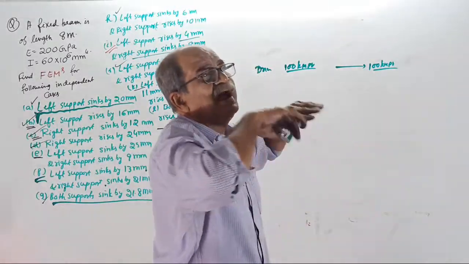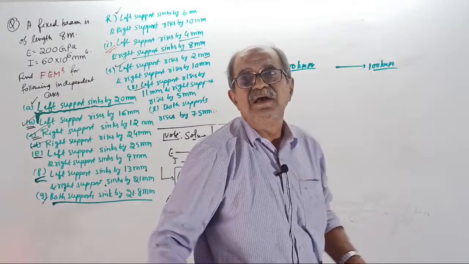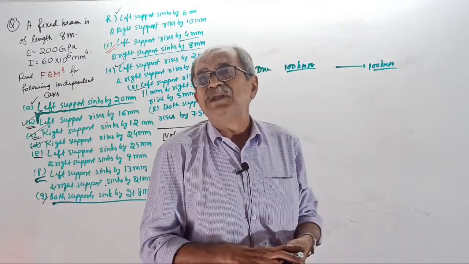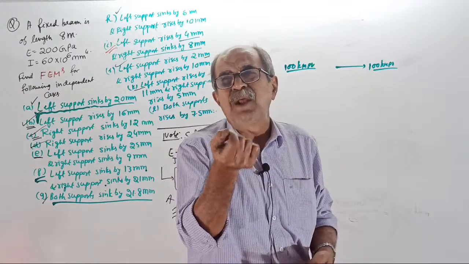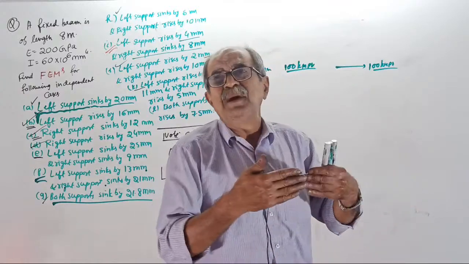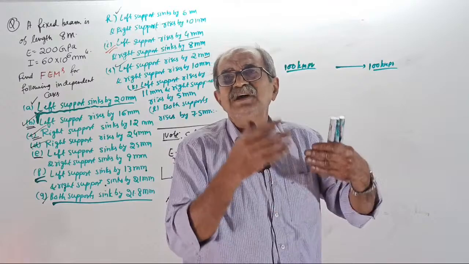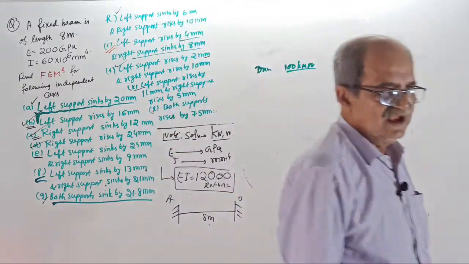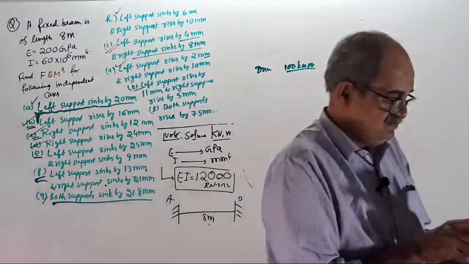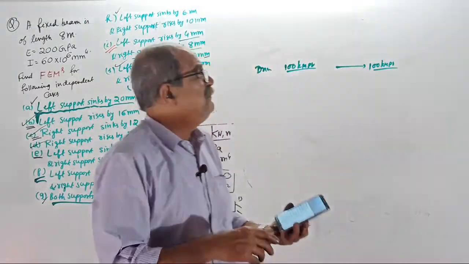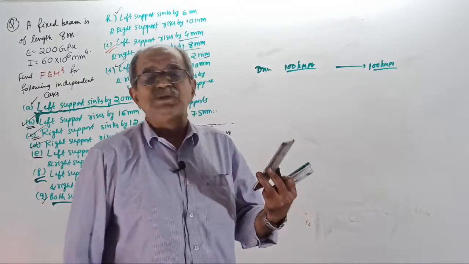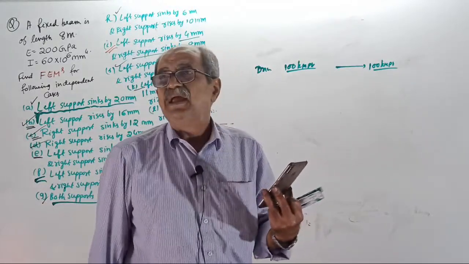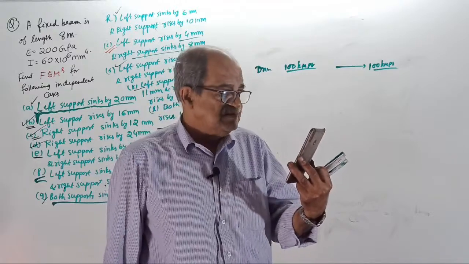Another car is going at 100 kilometers per hour. From behind, you are also going at 100 kilometers per hour. Due to some small problem, almost nearby, by chance you touch. Tell me, danger or nothing? If you touch another vehicle which is going in the same direction and same speed, tell me, danger or nothing?